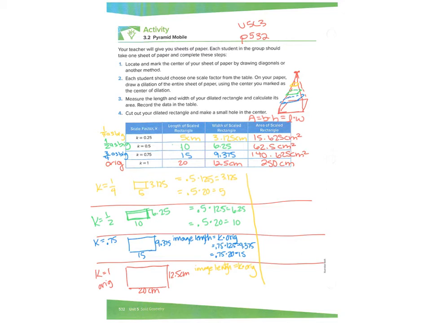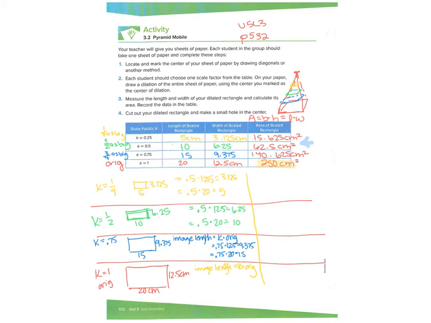So here's the interesting part of area. You might think area changes by the scale factor, but it doesn't. So for example, if I could highlight my original area, which is 250 centimeters, we all know that 1/2 of 250 is 125. But if I look at the area when my scale factor is 1/2, my area is not 125 centimeters squared.